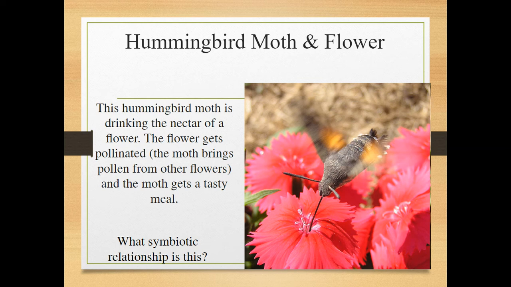The hummingbird moth and the flower. The hummingbird moth is drinking the nectar of the flower, which gets pollinated, and the moth gets a tasty meal. So what type of relationship would that be? Great, mutualism. There's a lot of mutualistic relationships out in nature. I bet you if you look outside right now, you can find a few. See if you can think of some mutualistic relationships where they both benefit. There's quite a bit of them.